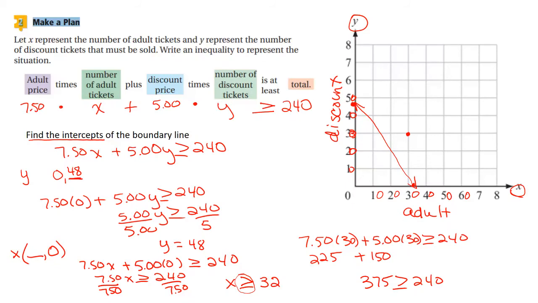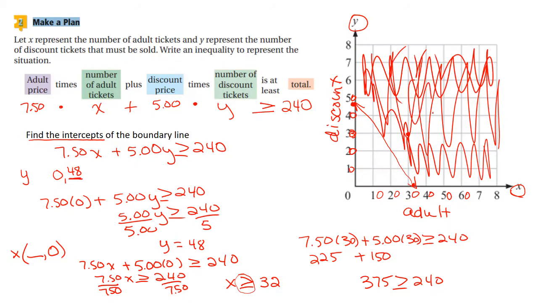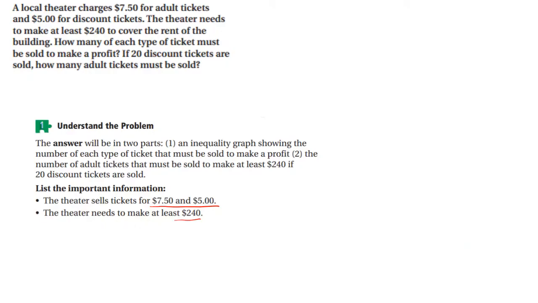All right, so we have one more thing. So we know that any amount of tickets that we sell up here is going to give us a profit, make it more than 250. Okay, so let's just do one more thing because our question had one more part to it. The question said, number 2, what is the number of adult tickets that must be sold to make at least 240 if 20 discount tickets are sold.